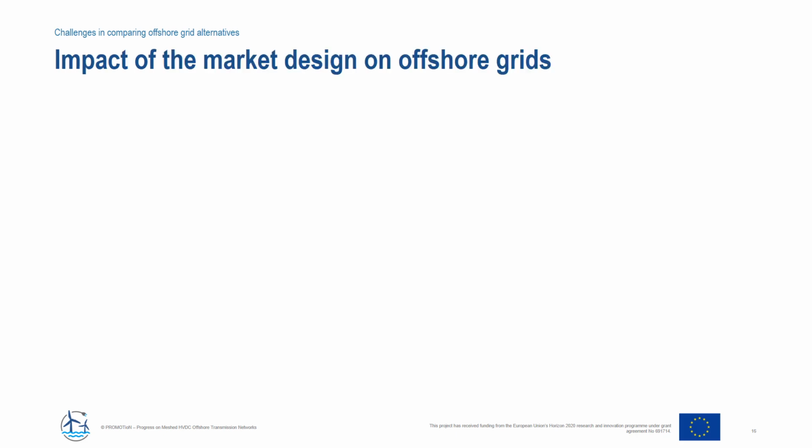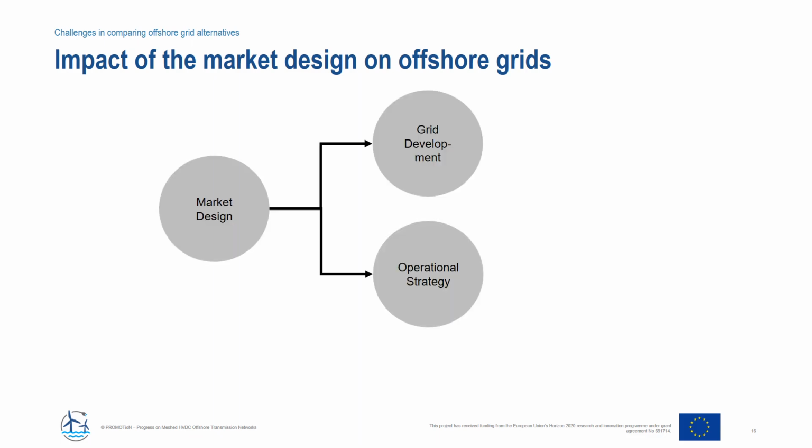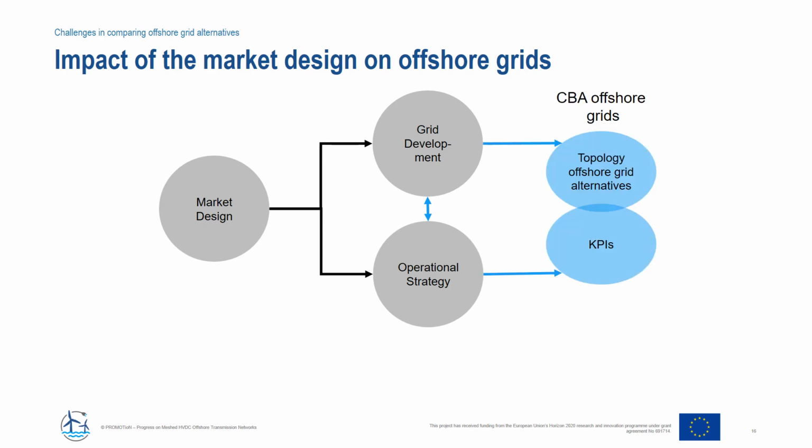Also, the governing market design and bidding zone configuration are important to the result of the CBA, as the governing market design impacts certain KPIs. The governing market design, and in particular bidding zone configuration, will impact the development of the grid and operational strategies. These two impact in their turn the development, topology and operational strategy of offshore grid alternatives and the value of their KPIs. The choice of bidding zone configuration influences KPIs and the disaggregation of benefits.